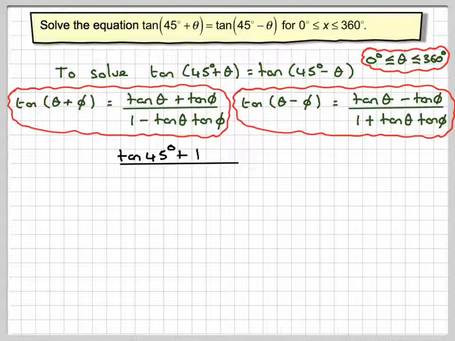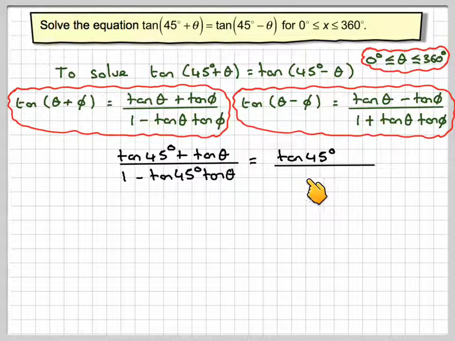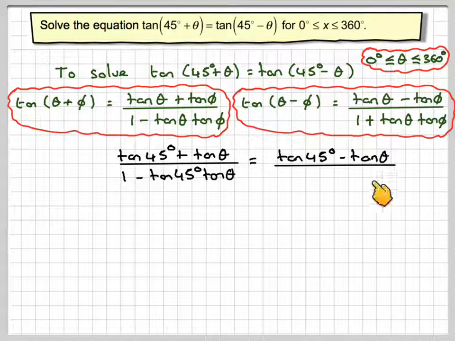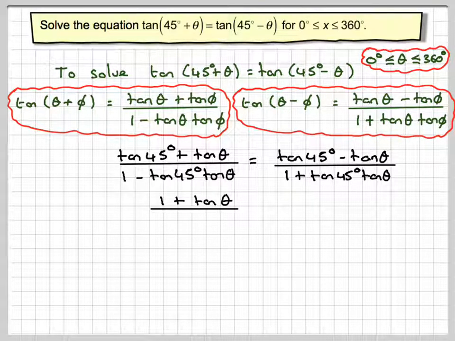(tan 45 + tan θ) over (1 − tan 45 tan θ), and the other side will become (tan 45 − tan θ) over (1 + tan 45 tan θ). Now the tan of 45 is 1, so we now get (1 + tan θ) over (1 − 1 times tan θ), which is 1 − tan θ. And on this side we now get (1 − tan θ) over (1 + tan θ).